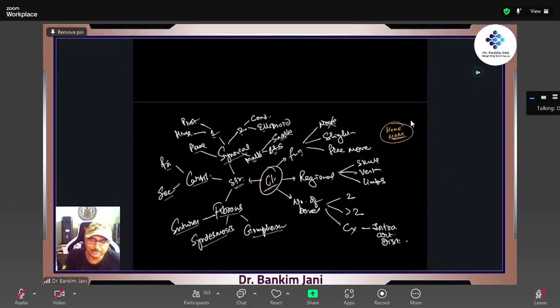Function wise, whether there is no movement, or there is slight movement, or it is freely movable. Regional: skull, vertebra, limbs. And number of bones: this is the simple, this is the compound, and then the third one was the complex. In complex, the keyword was that it has an intra-articular disc. Intra, that was the keyword, intra-articular disc.